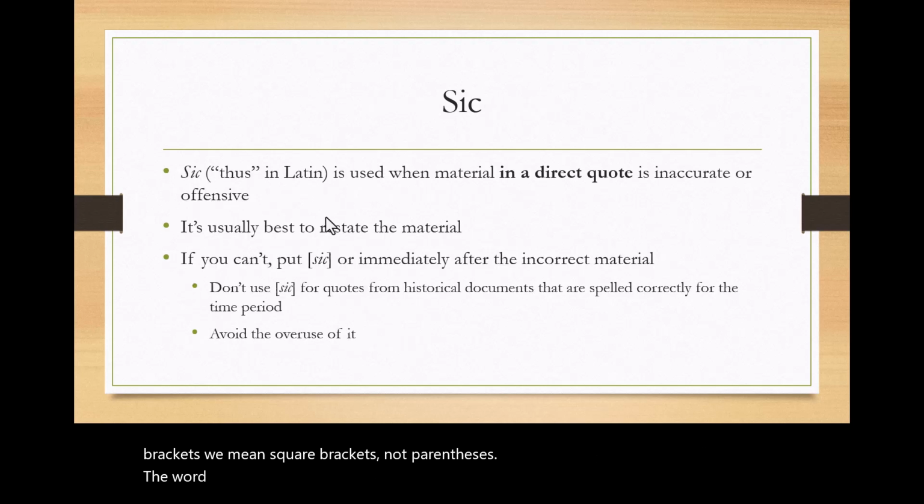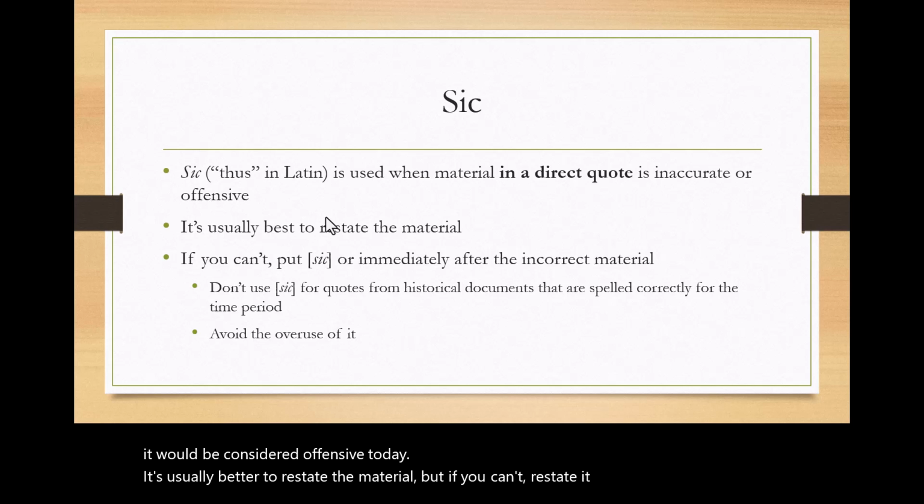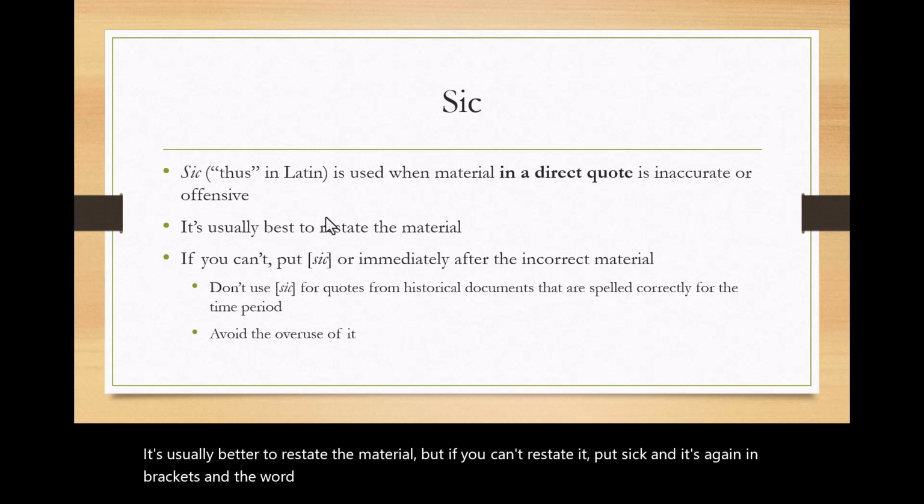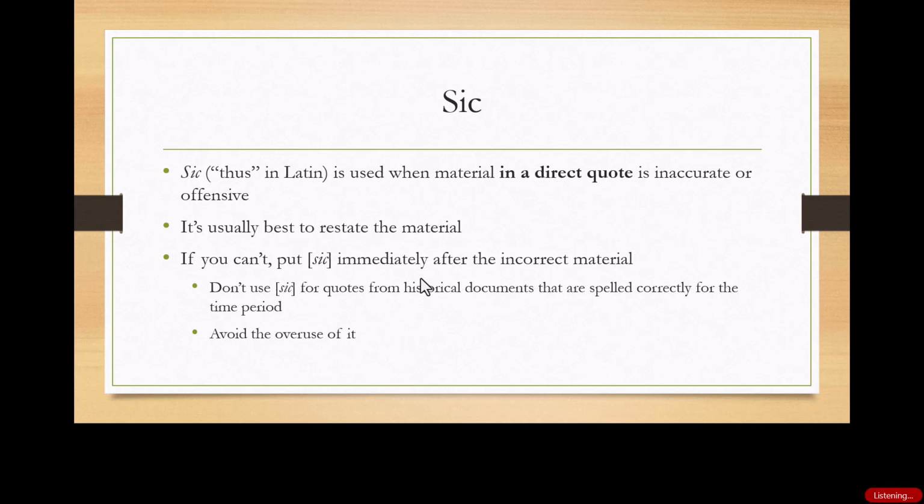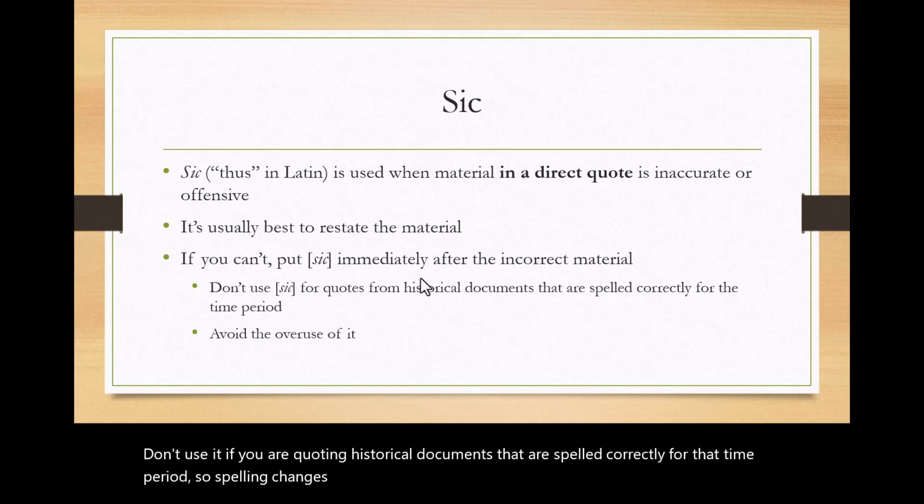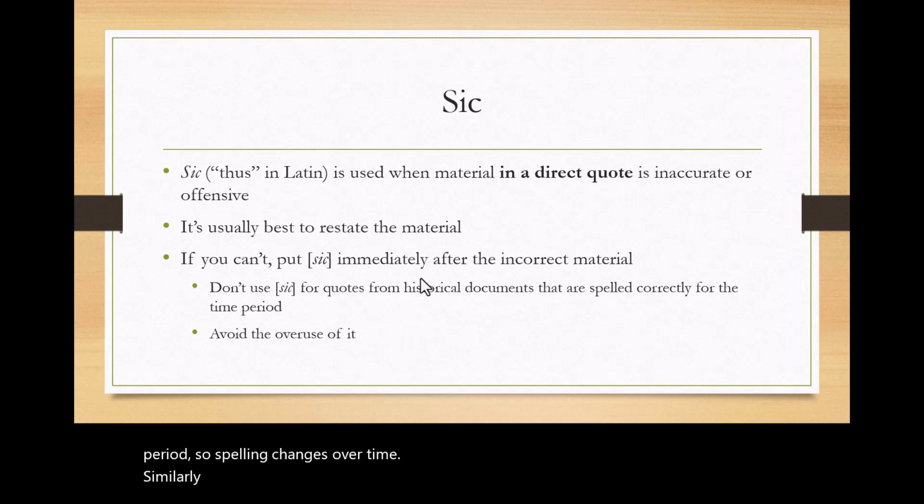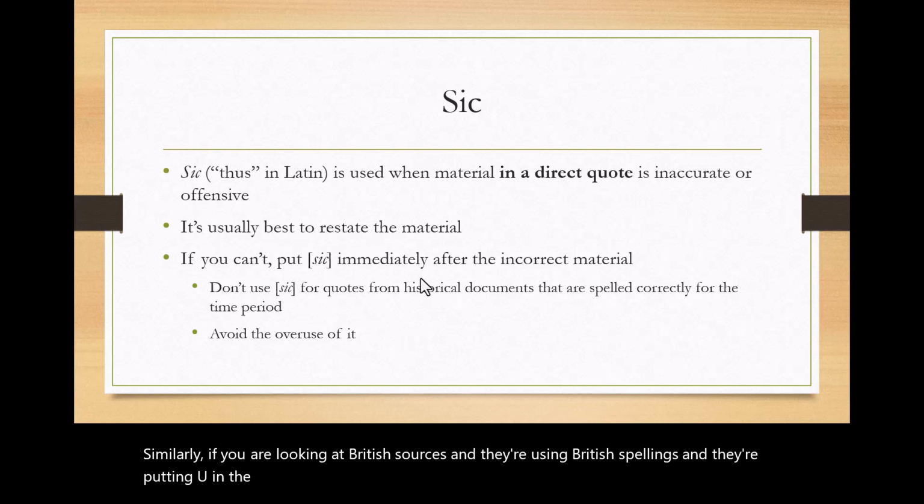The word sic is used when material in a direct quote is either inaccurate or sometimes if it would be considered offensive today. It's usually better to restate the material, but if you can't restate it, put sic, again in brackets, and the word sic is italicized, immediately after the material that's incorrect. Don't use it if you're quoting historical documents that are spelled correctly for that time period. So spelling changes over time. Similarly, if you are looking at British sources and they're using British spellings and they're putting a U in the word color, you don't need to put sic after that. Avoid overusing sic.